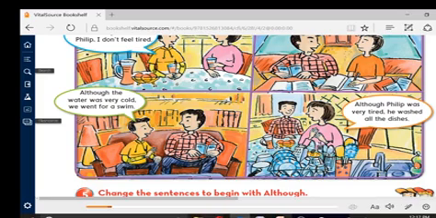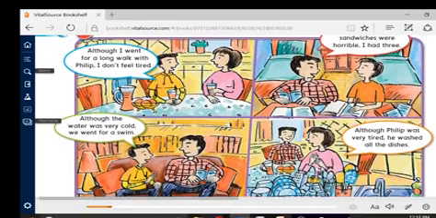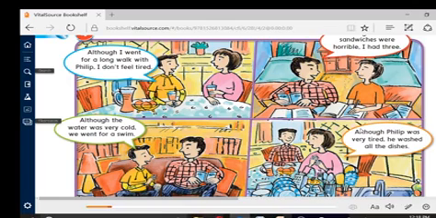And the last picture here, although Philip was very tired, he washed all the dishes, okay? Again, we have contrast here, and to show that contrast, we use the conjunction although, okay? And look at all of the sentences. They all started with the conjunction although, okay? So we begin all these sentences with although, so we put a comma, okay?